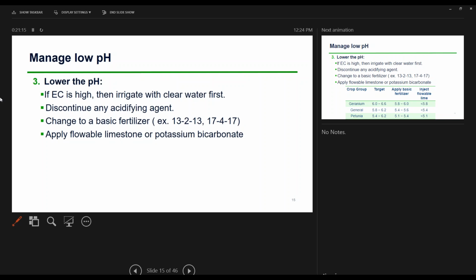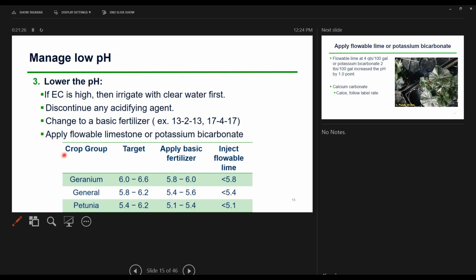But one of the things that I want you to think about is when is it that you decide between, do I just use a basic fertilizer or do I start applying flowable limestone? So here are some rules of thumb here. So let's say you have a group like geranium that likes a higher pH. So likes a pH between 6.0 and 6.6. If your pH is between 5.8 or 6, then your management practice should be, I'm going to apply a basic fertilizer, right? If your pH is under 5.8, meaning the pH is much farther than the optimum, then you can think, okay, I'm going to apply injectable flowable lime.